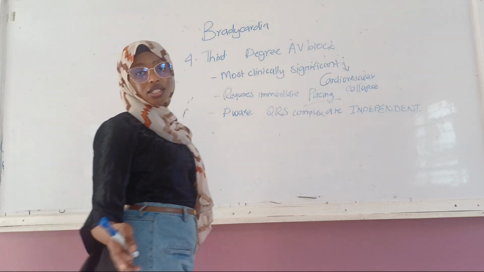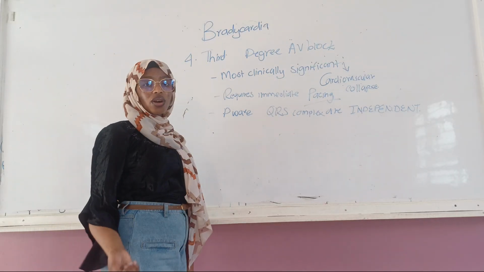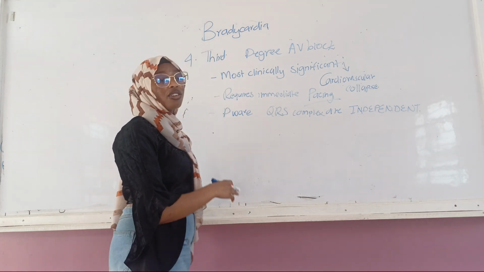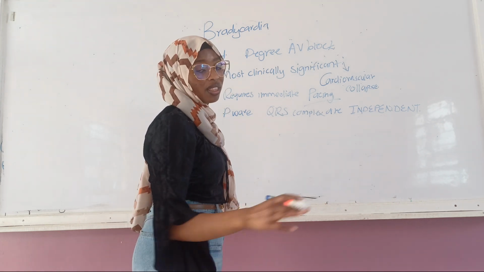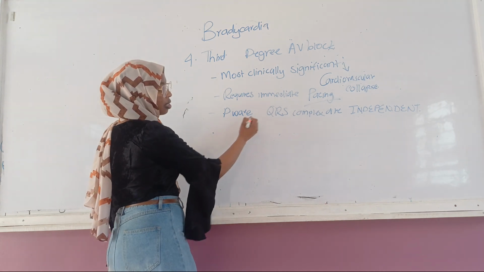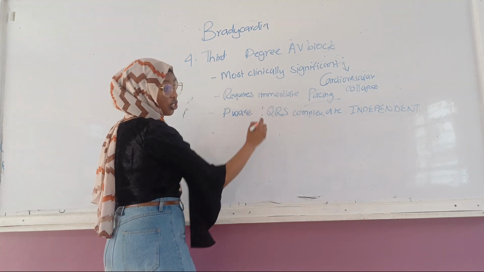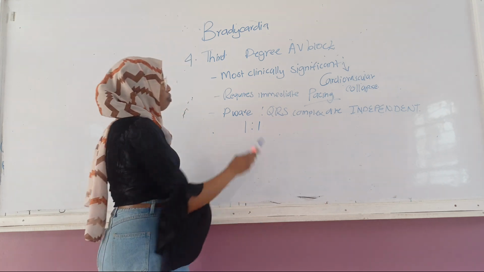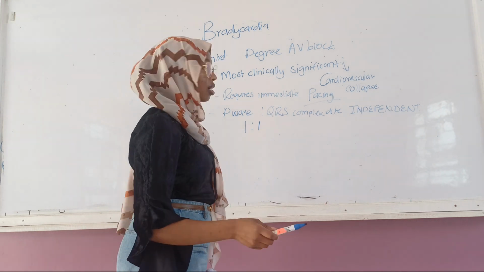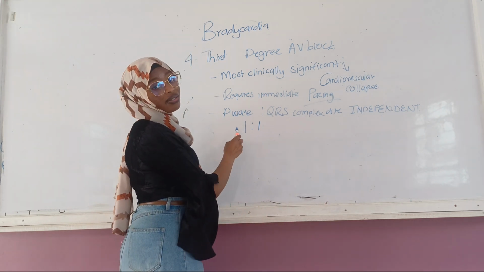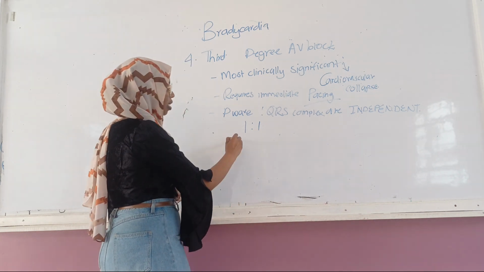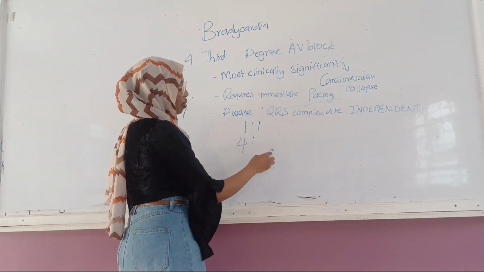When you look at the strip, the P waves are present, the QRS complexes are present. They are regular in shape, they are normal in size, both the P wave and the QRS complex. This being represented as a ratio normally should be 1:1. But when it comes to the third degree block, you find that the P waves are more numerous compared to the QRS complex. You could find that there are 4 P waves compared to 1 QRS.